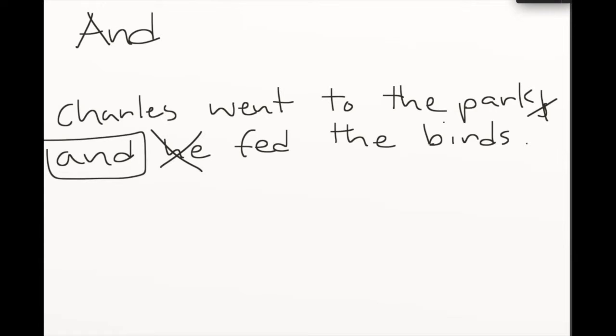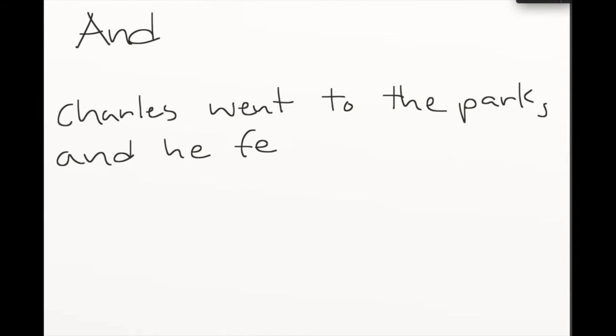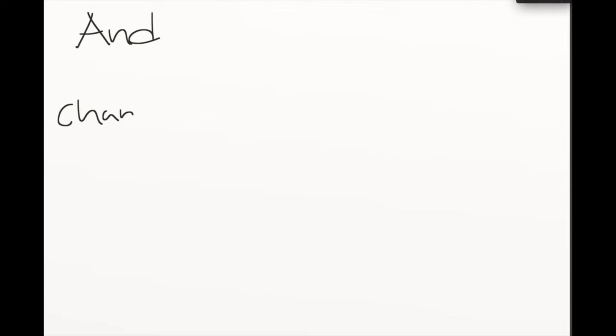It is not two full sentences. You would say Charles went to the park and fed the birds. Because now Charles is the subject for this whole sentence. Charles, and then the park, and then birds are the object. So this now makes just one full sentence. So Charles went to the park was the independent clause, and fed the birds would have been a dependent clause. Okay, so those are some examples with the conjunction and.